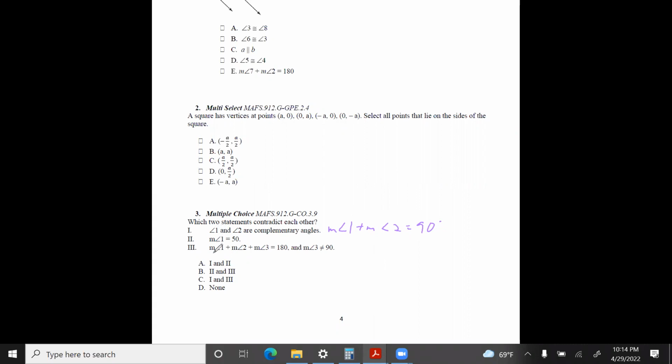1 and 3 are going to be the two that are contradicting each other. Because on number 3, it says these 3 angles together equal 180. But angle 3 is not 90 degrees. Well, if 1 and 2 are 90 degrees, the only way for all 3 of these to add up to 180 would be if 3 was 90 degrees. So on here, 1 and 3 can't happen at the same time.